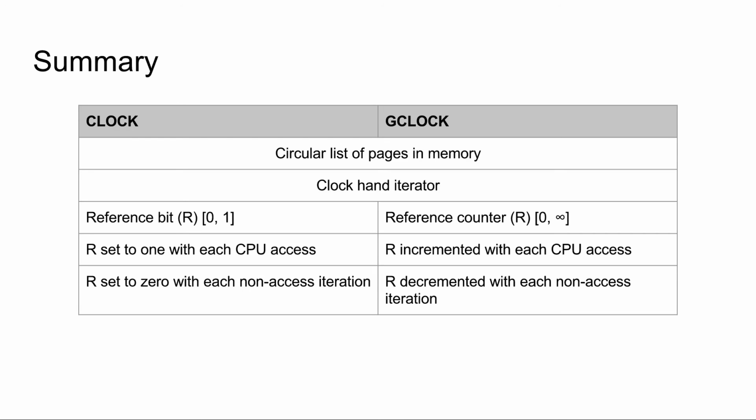CLOCK's reference bit, or R, is set to 1 with each CPU access, whereas R is incremented with each access in GCLOCK. R is set to 0 with each non-access iteration in CLOCK, but is decremented until 0 with each non-access iteration in GCLOCK.